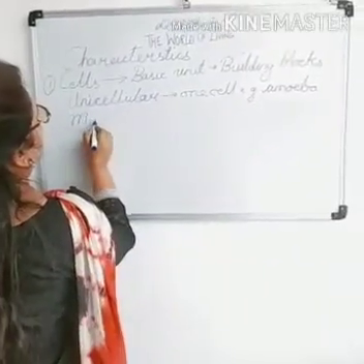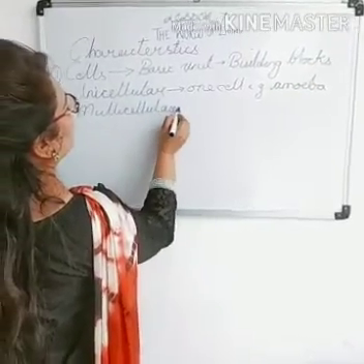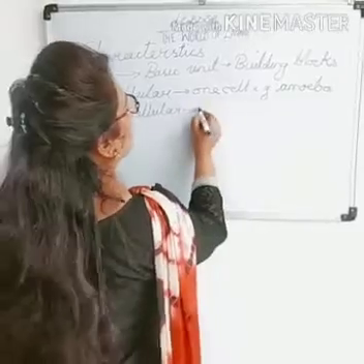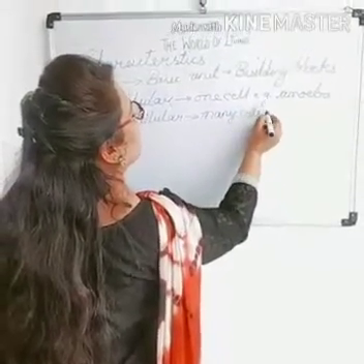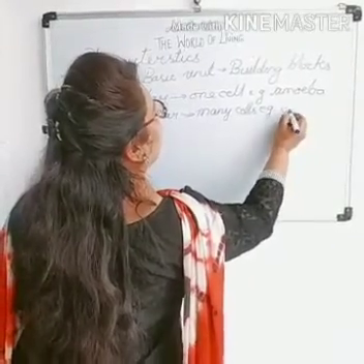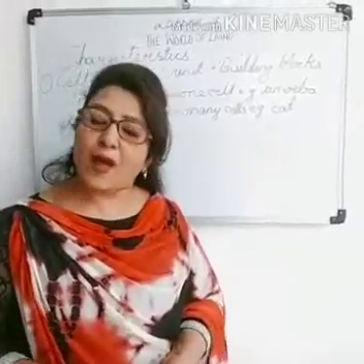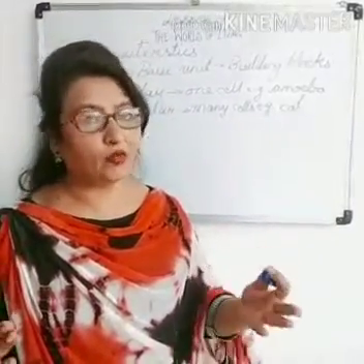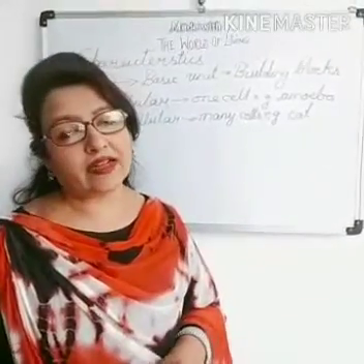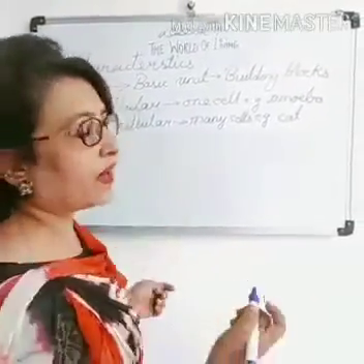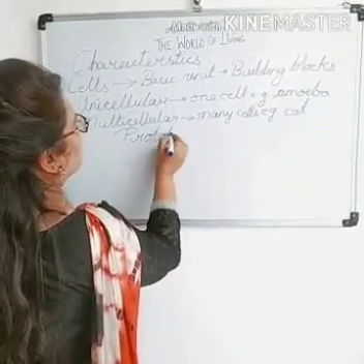Next is the multicellular organism. Multicellular organisms mean many cells. Example, cat, human beings. They are all made up of millions and trillions of innumerable cells. Inside the cell, there is a living substance. Its name is protoplasm.